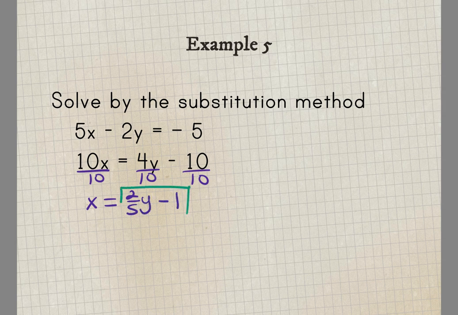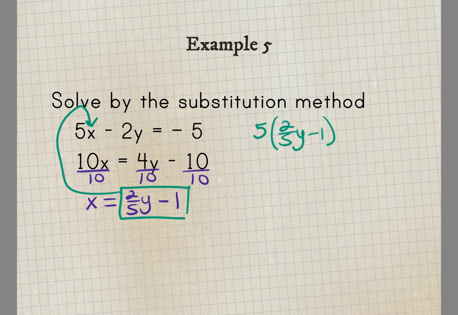Now I'm going to take this and plug it in to the x of the initial one. 5 times 2/5 y minus 1 minus 2y equals -5. I'm going to distribute the 5 in here. The first one, the 5s are going to cancel, so I get 2y. Distribute the 5 to the -1, minus 5, minus 2y equals -5. And the 2y and the -2y cancel out, and I get -5 equals -5.